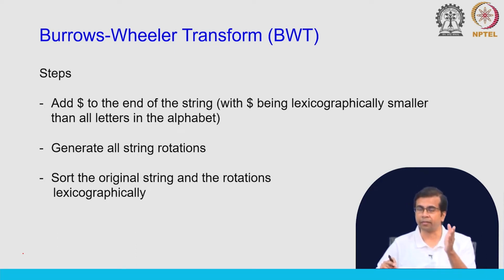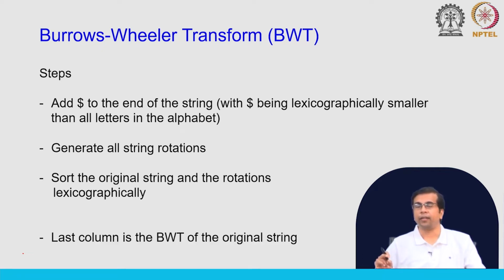We have seen lexicographical sorting in the case of the suffix array, so here is a similar idea. We generate all these rotations, take the original string, and sort lexicographically. In the matrix that we generate, the last column is the Burrows-Wheeler transform of the original string. This Burrows-Wheeler transform has certain properties that we can utilize for read mapping. We will slowly elaborate this whole process starting with the Burrows-Wheeler transformation.